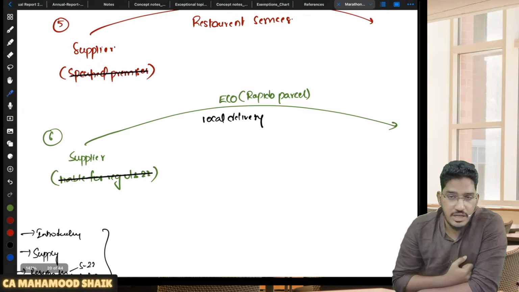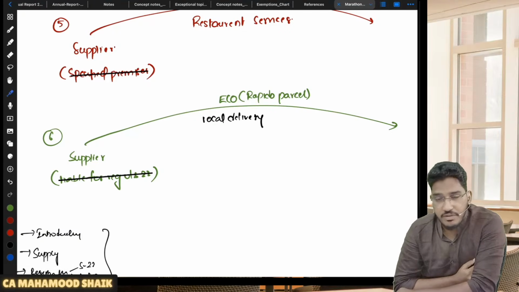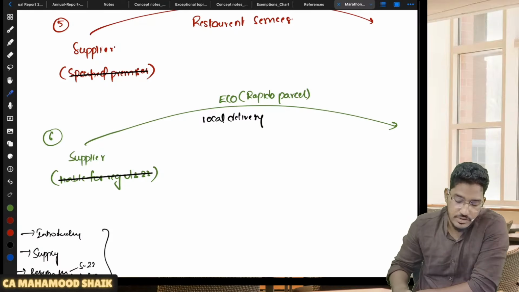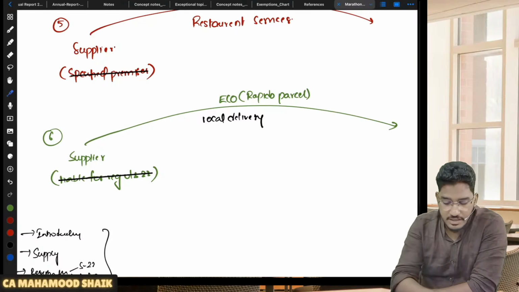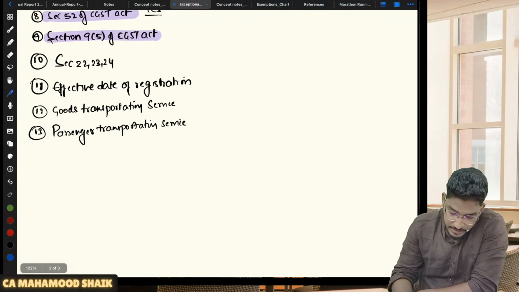Sir, what if the supplier is already liable for registration? If the supplier is already liable for registration, then it will not get covered under 9(5). It will get covered under the forward charge mechanism only. Understood? Right. So this is 9(5), one such area where there is an amendment. So we have covered 9(5) also.